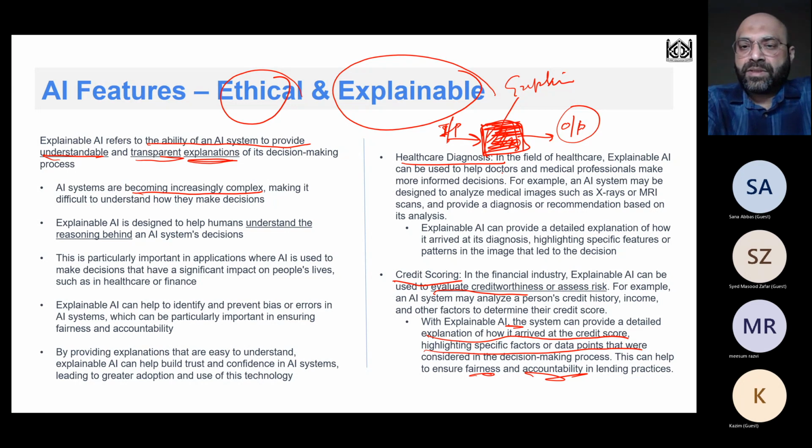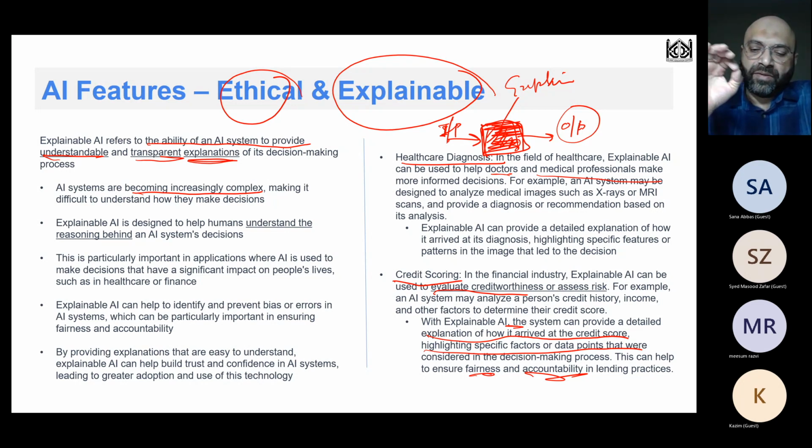It can help doctors and medical professionals make more informed decisions. An example is an AI system that may be designed to analyze medical images such as X-rays or MRI scans, and provide a diagnosis or recommendation based on its analysis. So these are very crucial in nature. With healthcare diagnosis, a person's life and death decisions are dependent on it, right?